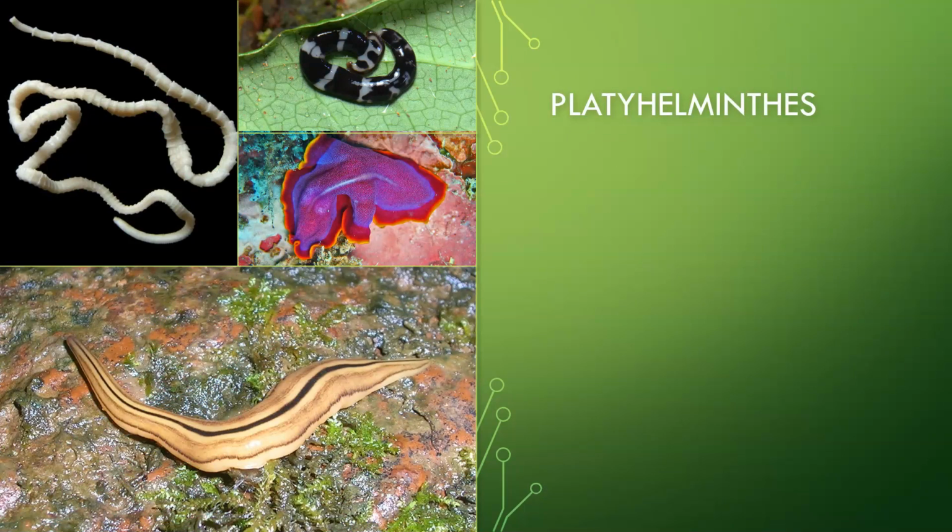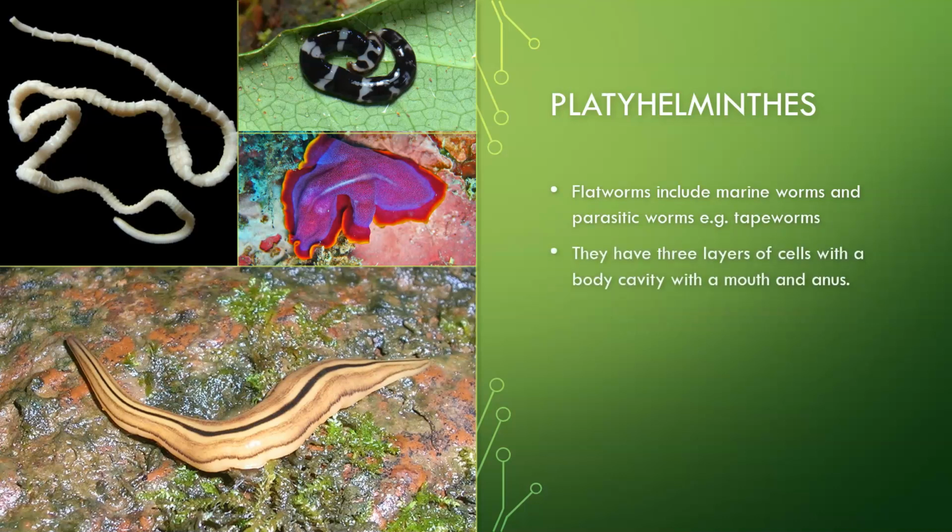Okay, our Platyhelminths. These are flatworms, including marine worms, parasitic worms, tapeworms, lovely things. They have 3 layers of cells with a body cavity, with a mouth and an anus. They have a flattened appearance, hence their common name as flatworms. They show bilateral symmetry, so that's symmetry along their central plane.